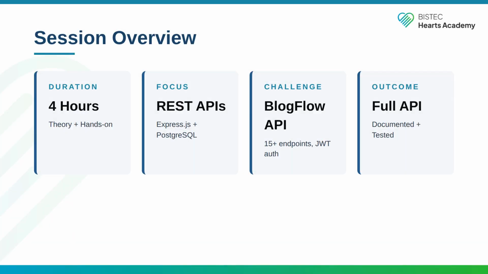Here's what today looks like. 4 hours split into theory and hands-on work. The focus is REST APIs, specifically building them with Express.js and PostgreSQL. The challenge is called Blog Flow API. You'll build a blog platform backend with 15 or more endpoints, 3 resources, and full authentication. The goal is a complete documented API by the end of the session.